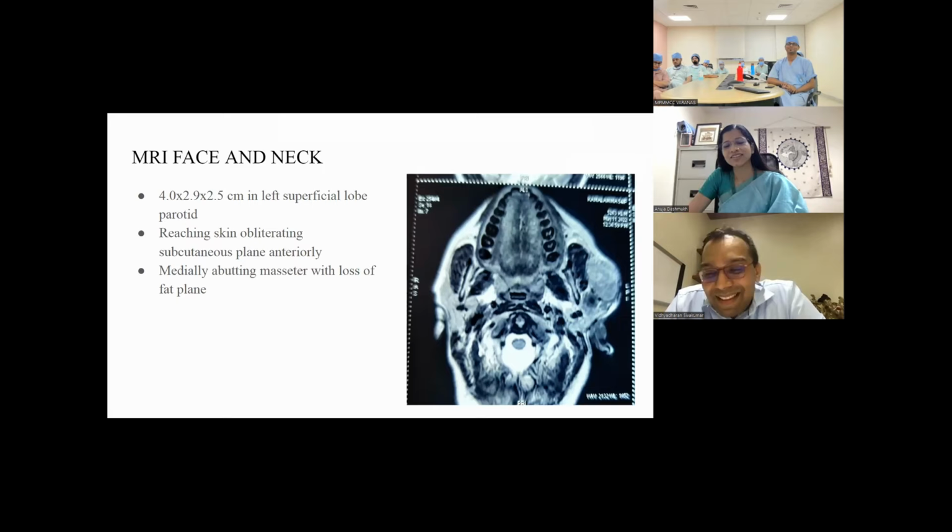So tell us about the greater auricular nerve. Ma'am, it lies over the upper one-third of the sternocleidomastoid. It has an anterior and a posterior branch. So during a parotid surgery, as far as possible, we should try to preserve the greater auricular nerve. And if it has to be sacrificed, we should try to preserve the posterior branch, which goes to the ear lobule.